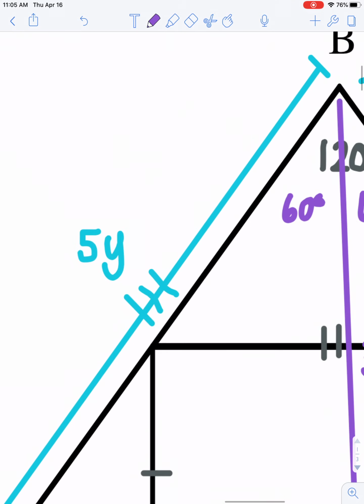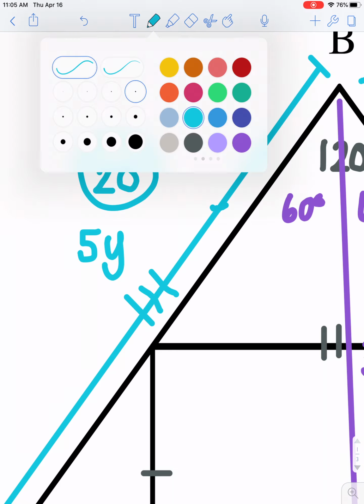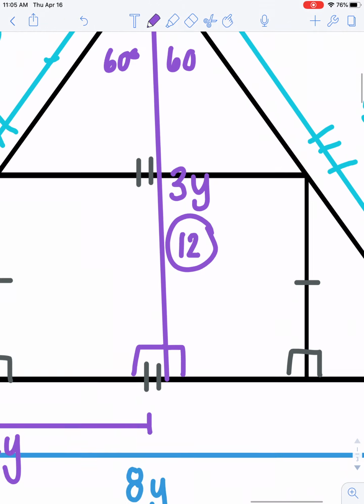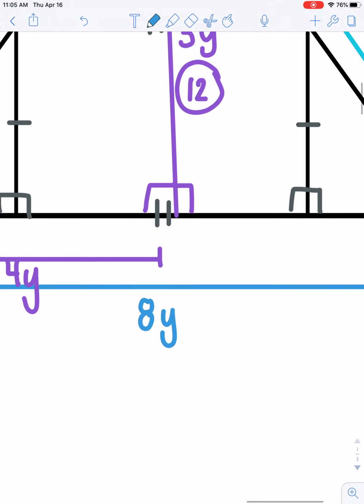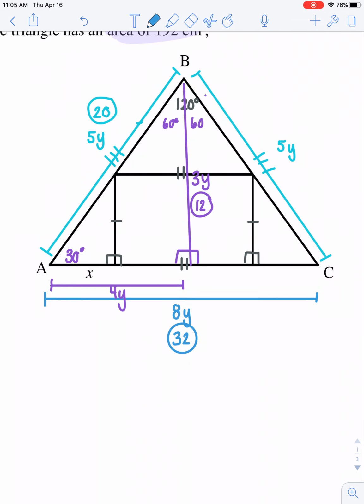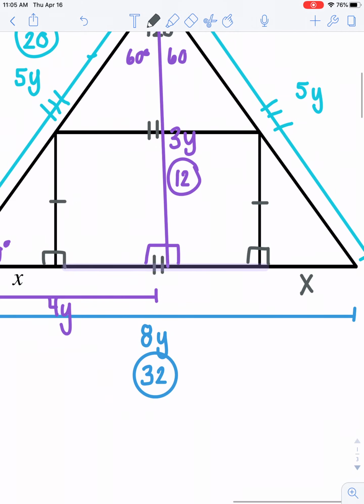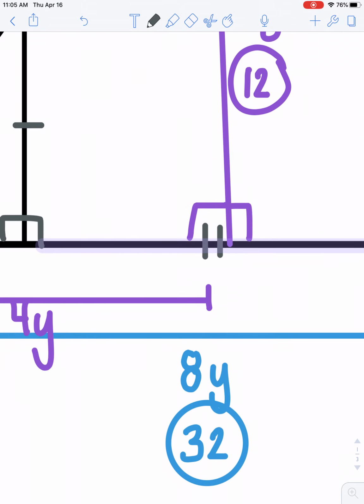Well, now we can label these sides. This is now 20. This is now 12. This whole side is now 32. Okay, well, how does that help me? I can now find this length of the rectangle because I know that the whole side is 32. I also know that this side right here could equal x. Therefore, this length of the rectangle is going to be 32 minus 2x.